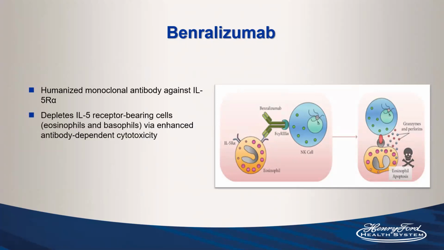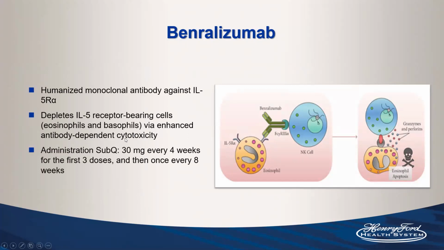It depletes IL-5 receptor-bearing cells, eosinophils and basophils, by enhanced antibody-dependent cytotoxicity. It's administered sub-Q every 4 weeks for the first 3 doses, and then once every 8 weeks. And you have to have eosinophils over 300.